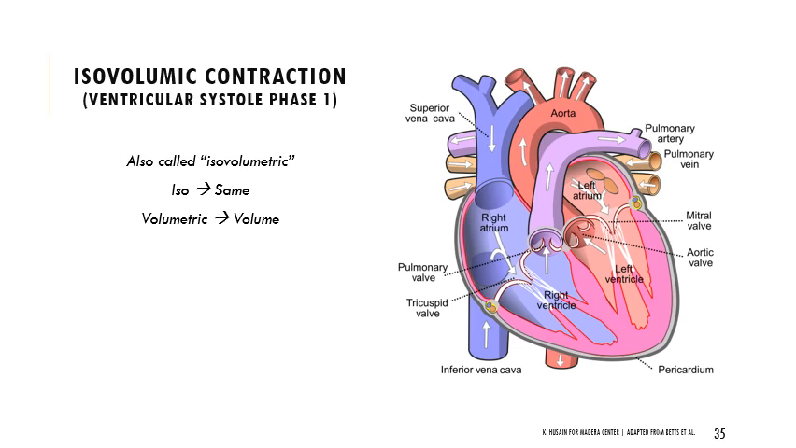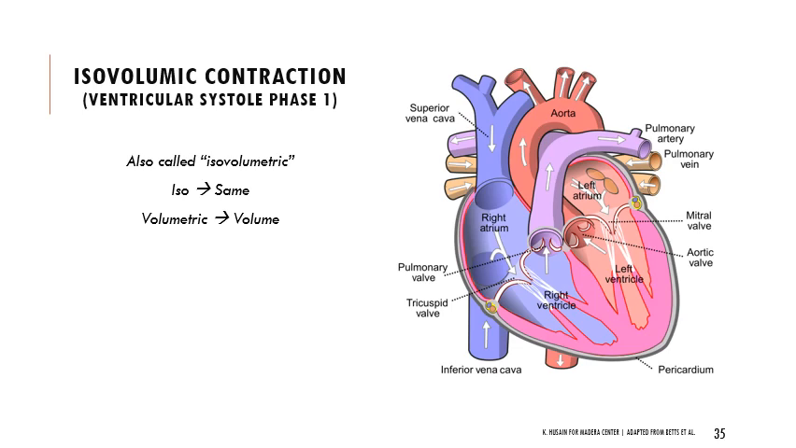This ventricular systole is actually divided into two phases, depending on the pressure and volume of the blood. This first phase is called isovolumic contraction. It's also called isovolumetric contraction, and when you look at that word, iso means the same, volumic or volumetric means volume. So in this phase, the volume of blood in the heart remains constant.